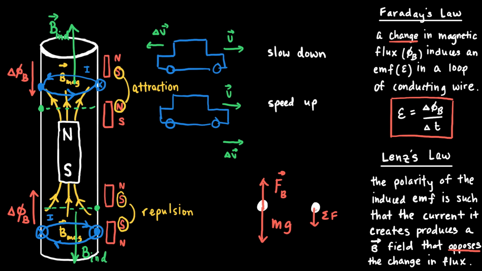Hopefully this is a good explanation for why if you take a magnet and you drop it down a conducting pipe, it takes longer for it to travel the length of the pipe.